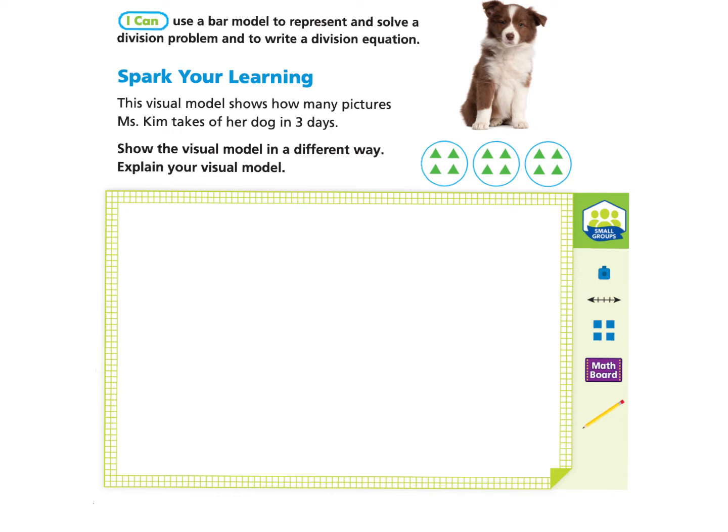Please gather your workbook and a pencil and turn to page 159. You can pause if needed. We will start under Spark Your Learning.